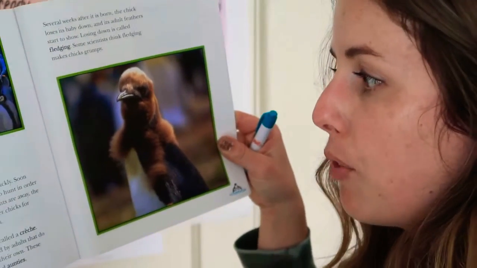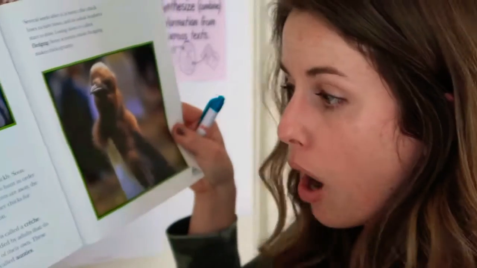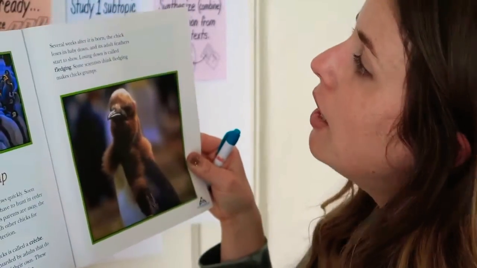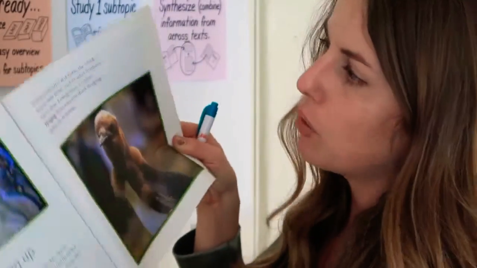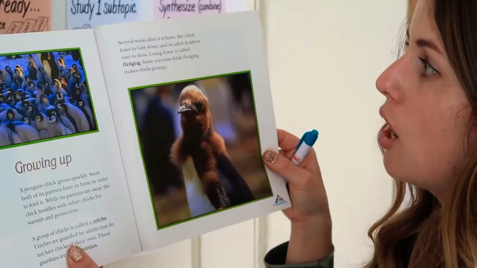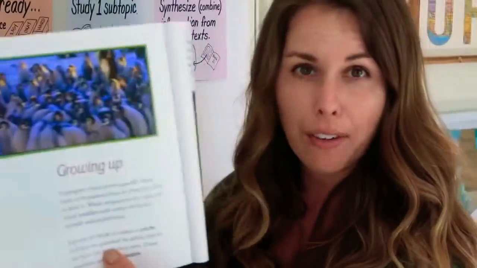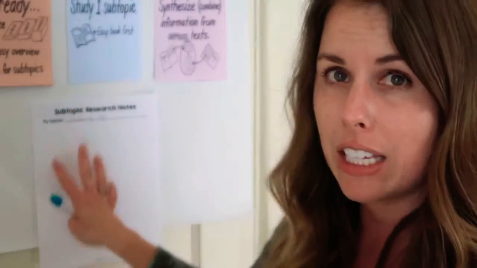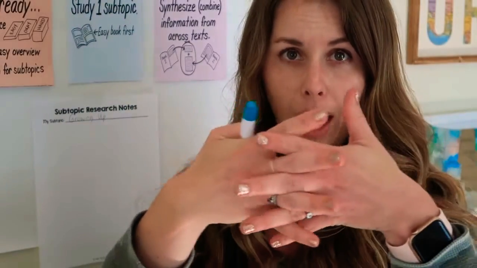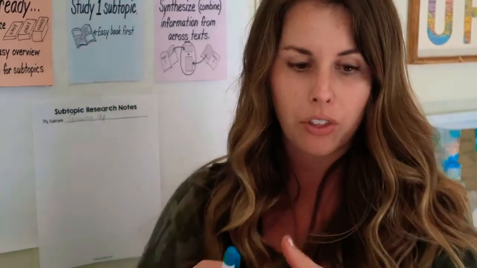Okay, so I'm seeing some information about how quickly they grow, a little bit of the structure of how they're protected while they're growing, and then some timeline I see here. Several weeks after it is born, the chick loses its baby down and its adult feathers start to show. Okay, so I have some information here. I'm not writing anything down yet. I want to first make sure that there's some overlap, some weaving, some combining with my other text.